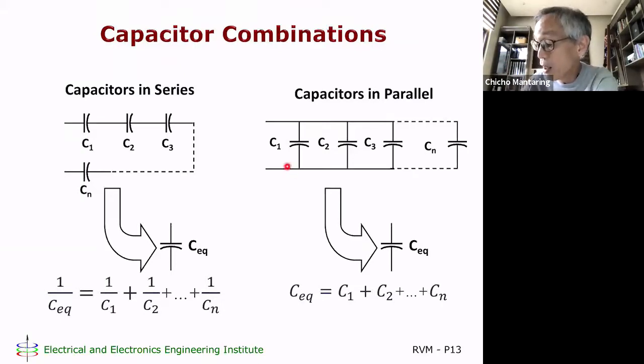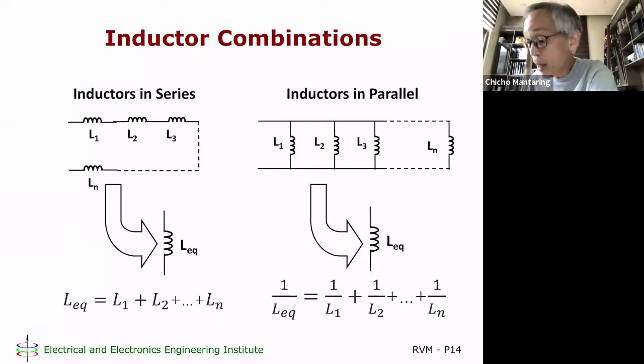Dito naman, your voltages are all the same, and then your currents are the sum of all the currents in your capacitances. So you have I1, I2, I3. So I1 is equal to C1 dV dt plus I2 is C2 dV dt and so forth. You're going to come up with an expression for C equivalent. Inductors naman, inductors in series, okay, you just add all the inductances. Inductors in parallel, it's parang resistors in parallel.